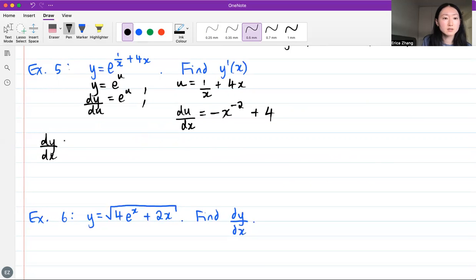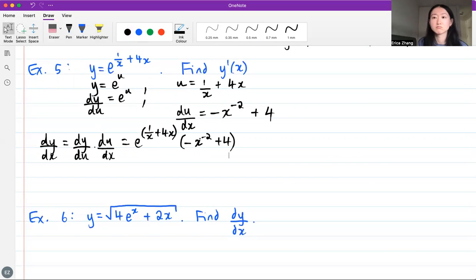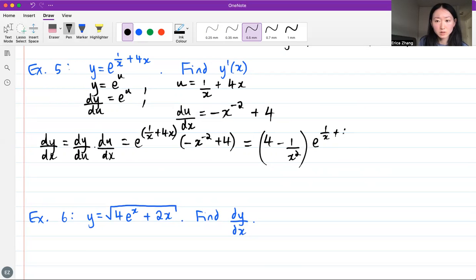So dy dx is dy du times du dx, which is e to the power of u. So u is just 1 over x plus 4x. Okay, du dx is -x to the power of -2 plus 4. You might want to write this as 4 minus 1 over x squared, all multiplied by e to the power of 1 over x plus 4x.